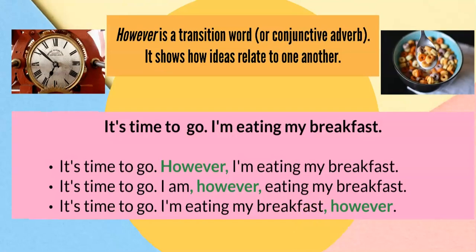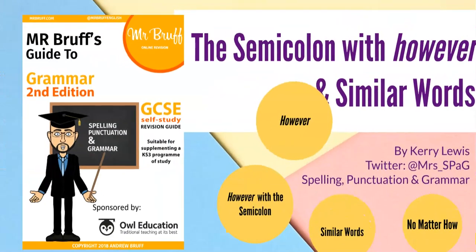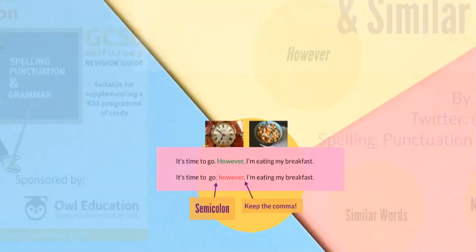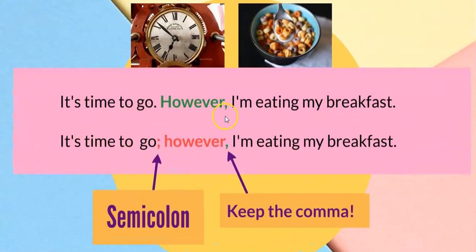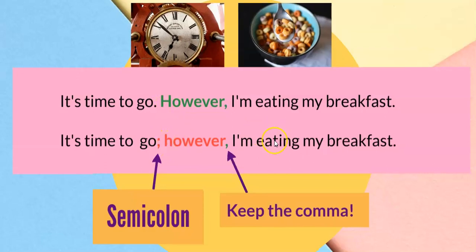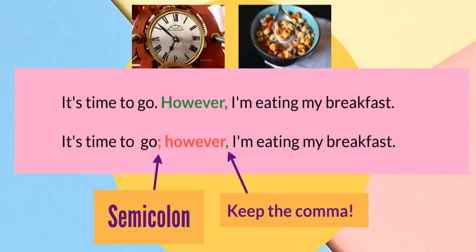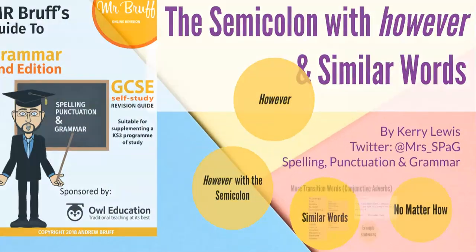From commas to semicolons, let's see how we can use this word and others with a semicolon. You'll recognise the first sentence, and the second sentence is the same except it has a semicolon. I've deleted the full stop, replaced it with a semicolon, and I've changed the capital letter H to a lowercase, and I've kept the comma. There are other transition words as well, and they work in exactly the same way.